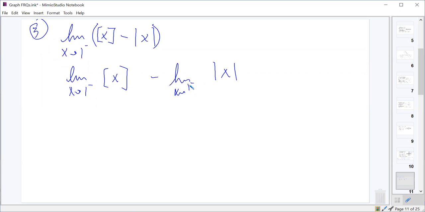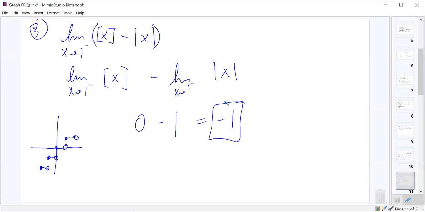As we approach 1 from the left for the absolute value of x, that's just 1. And then as we approach 1 from the left of the greatest integer function, now the greatest integer function looks like this. You should be fairly familiar with this. We've talked about it a couple times this year, but you should have covered it last year. As we approach 1 from the left, we're at 0, so that should be 0 minus 1 or negative 1. Any questions there on number 3?